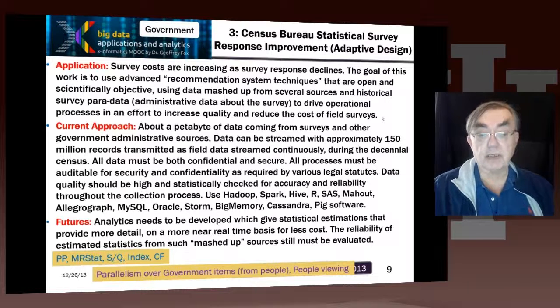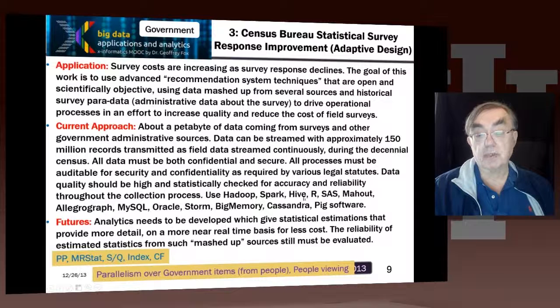There are obviously important security constraints, confidentiality and security, and there has to be proper provenance, namely everything must be auditable to see that the right processes have been done, because that's what the law says. The data quality should be very high, bad data should be removed, and tests should be performed to look for accuracy and reliability.